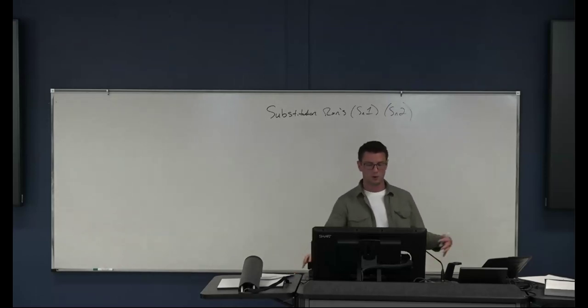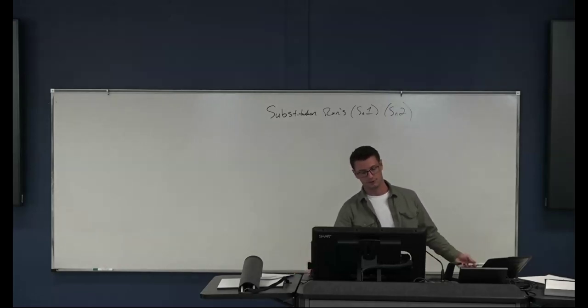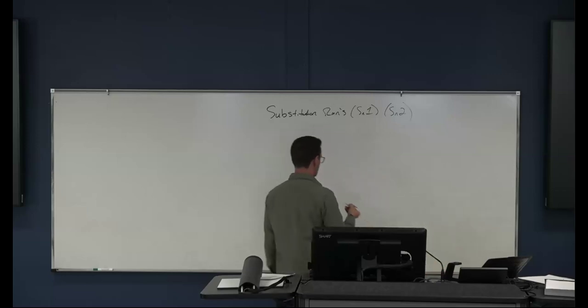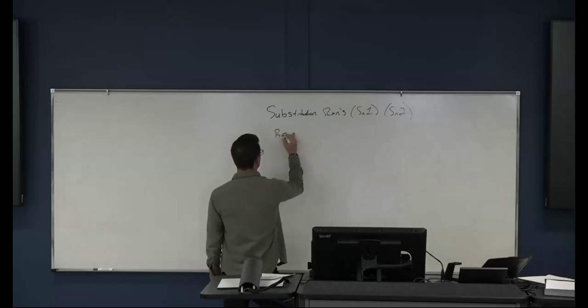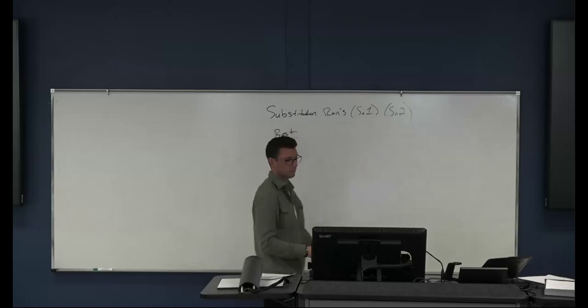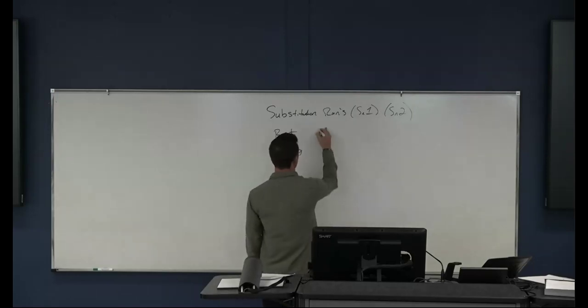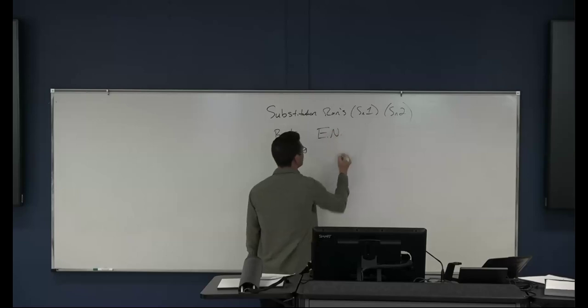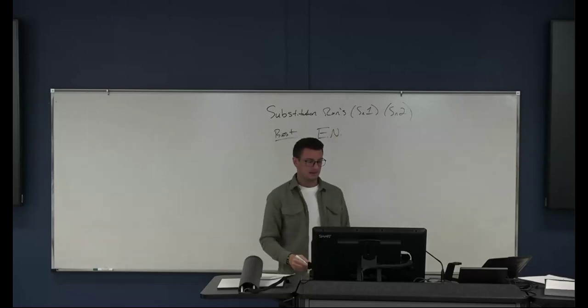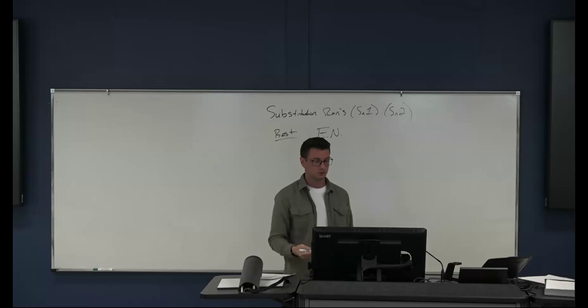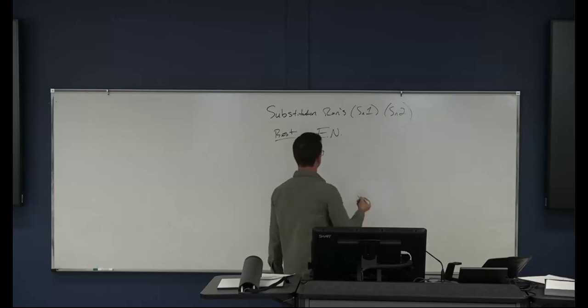All right. So what makes a better leaving group than others? The best leaving groups are more electronegative, which I'll shorthand as EN, and they're larger.